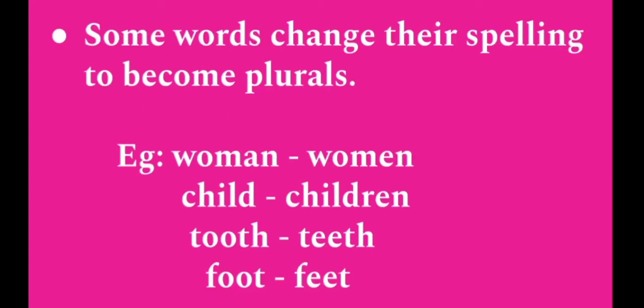And the next one is, some words change their spelling to become plurals. It's like woman, women, child, children, tooth, teeth, foot, and feet. So there are words that change their spelling and become plurals. So these are also irregular plurals.